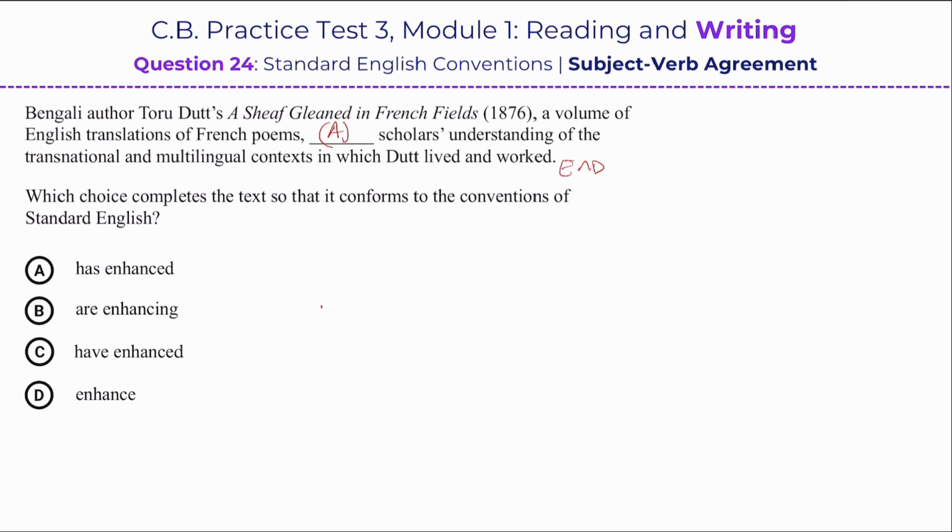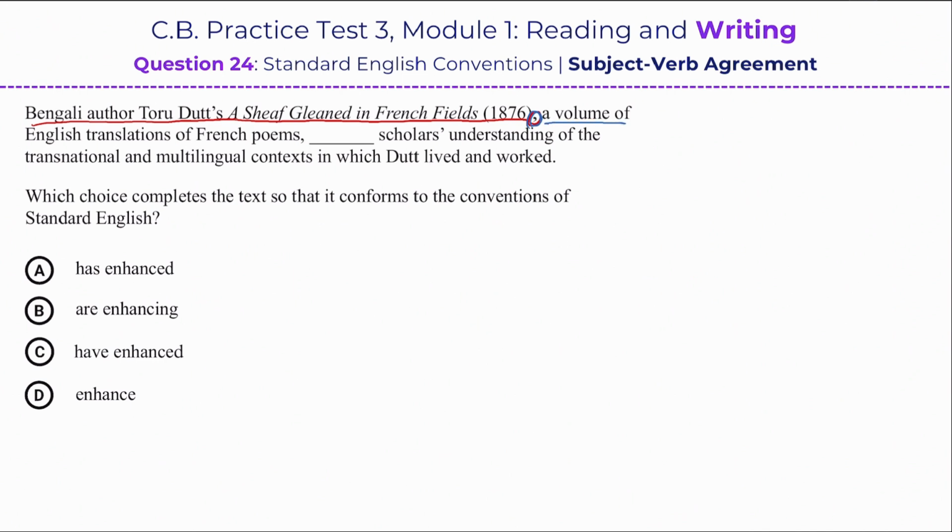the complete subject of the sentence, right? So we have Bengali author Toru Dutt's A Sheaf Gleaned in French Fields. This is your complete subject, right? Then we also have non-essential information. We have this comma before "a", which is going to be used to open up the non-essential. Like I told you guys before, a common place to put non-essential information is between the subject and the verb, right? So, a volume of English translations of French poems.